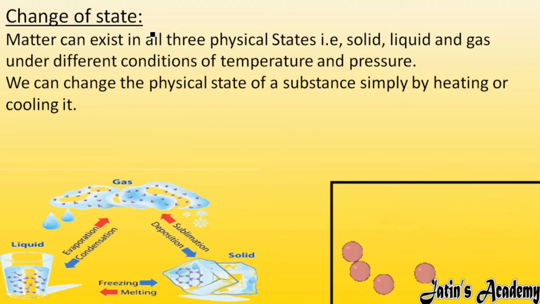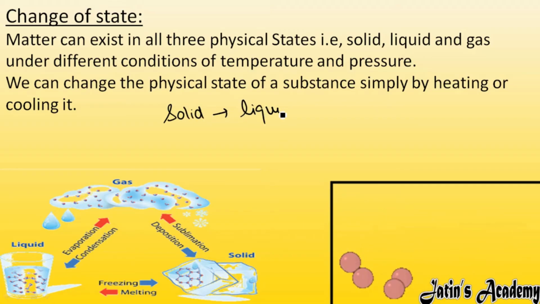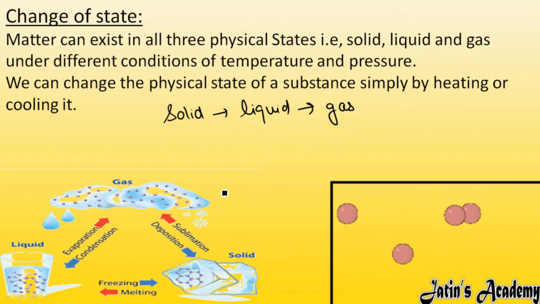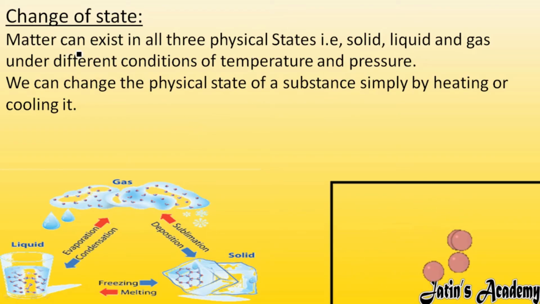Next we have the next topic, change of state. We can change the state of matter: solid you can convert into liquid, liquid you can convert into gas, or you can do the reverse. Gas you can convert into liquid, and liquid also into solid. So what do we mean by change of state? Matter can exist in all three physical states, that is solid, liquid and gas, under different conditions of temperature and pressure.